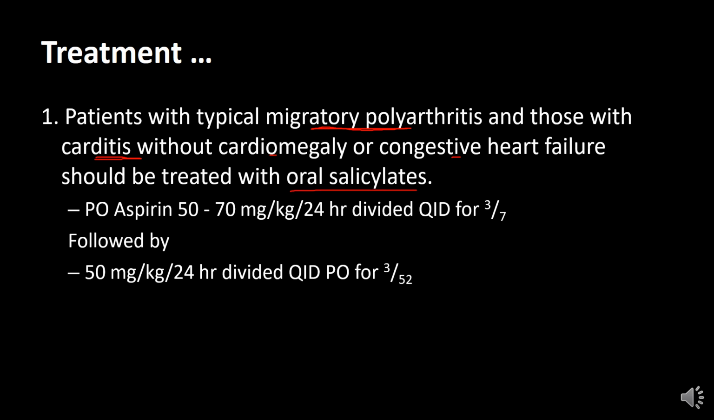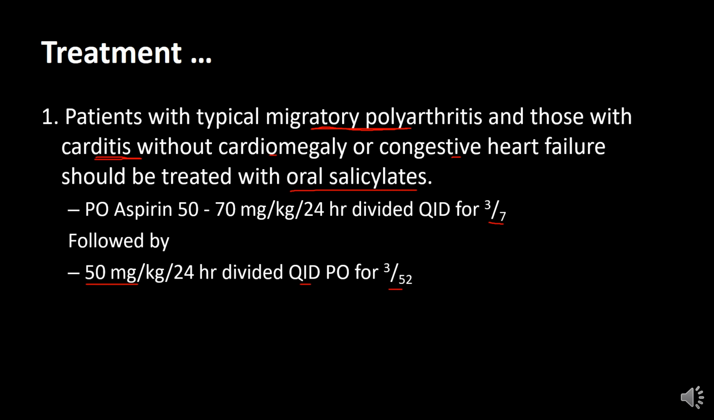Please, if a child only has migratory polyarthritis alone, or they have carditis without cardiomegaly and without heart failure, you only put them on salicylates. The dose is oral aspirin, 50 to 70 milligrams per kg per day, divided in 4 equal doses. You give it for 3 days. After the 3 days, you lower the dose to 50 milligrams per kg per day, again divided into 4 equal doses, and this goes on for 3 weeks.